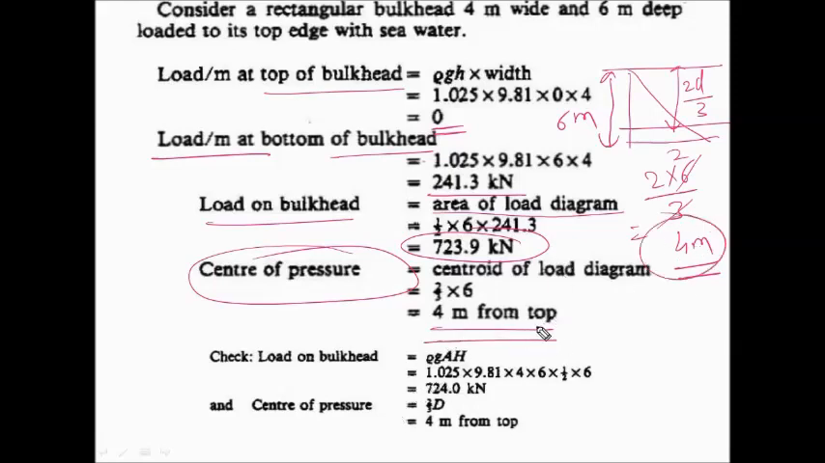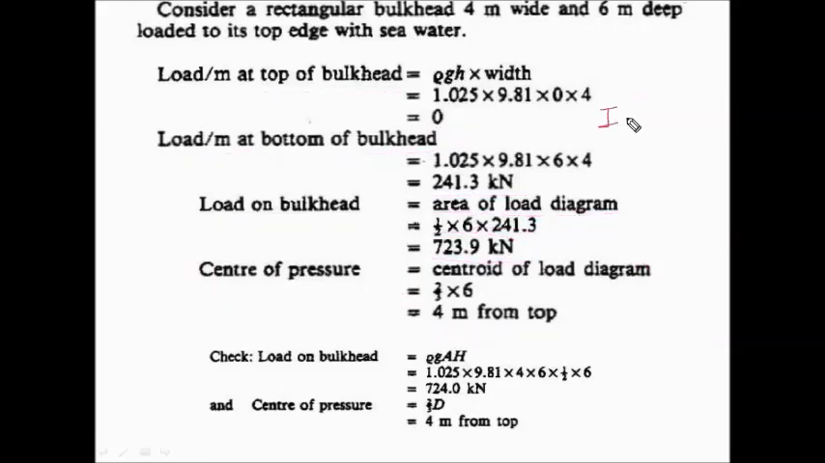So this we have done from the load diagram. If you want to counter check whether the answer is correct or not, you can do the same calculation. What was the calculation for center of pressure? That is I_NA by A H plus H. Do all the calculation as we have done earlier and you will get the same answer, 4 meter from the top. So like this you can calculate the load on the bulkhead as well as the center of pressure if the water surface is at the top of the bulkhead.